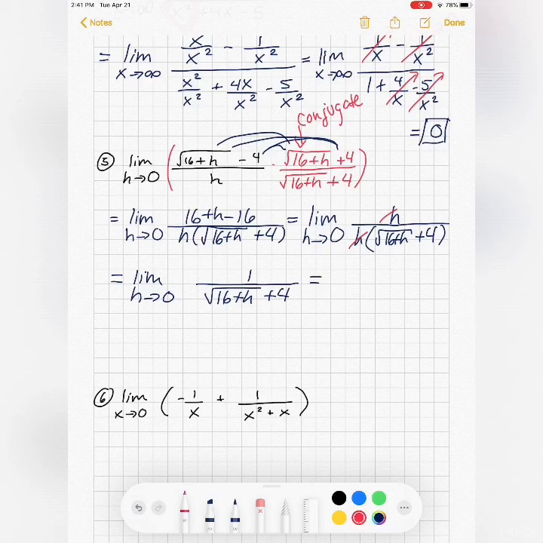Okay, now I say, so in the simplified expression, can I now plug the value h equals 0 in? So notice this is the step where my limit sign disappears, because that's where I've actually evaluated the limit. I no longer have a variable there. So that limit does exist, and indeed it's equal to 1 over 8.